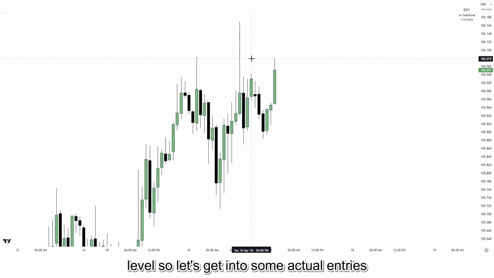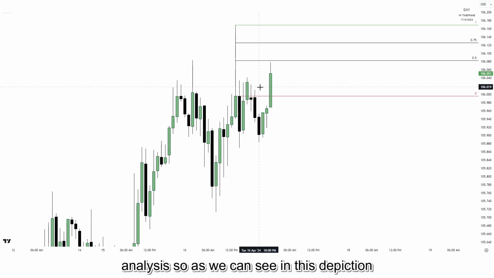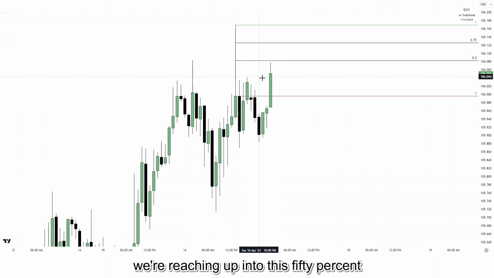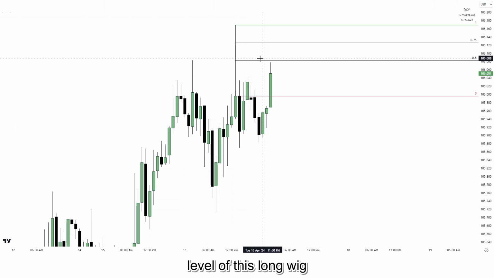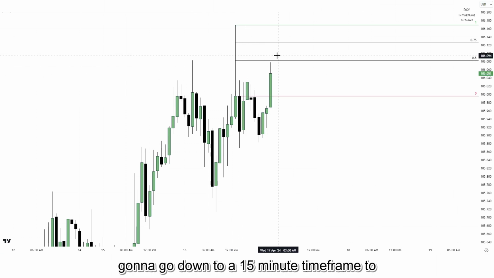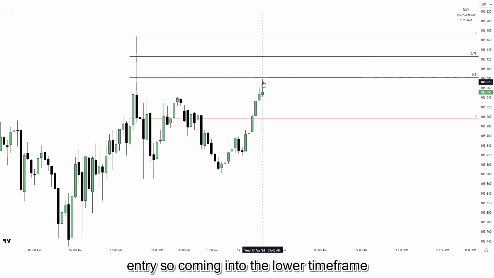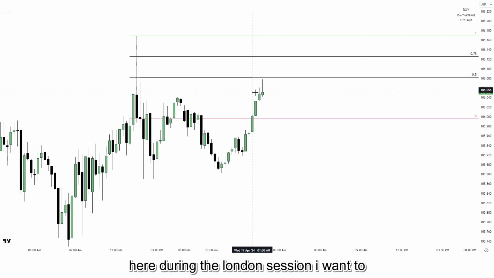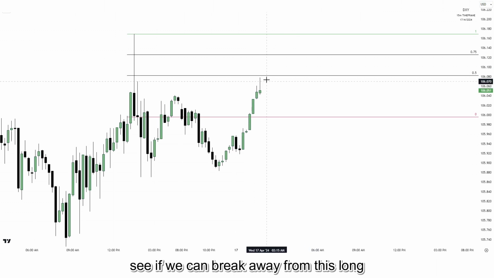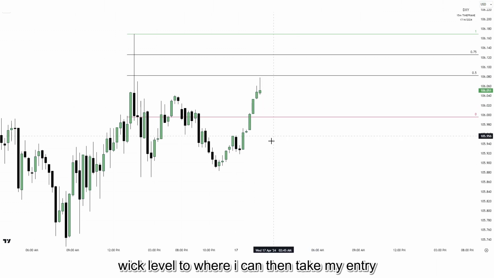So let's get into some actual entries here and how we can use it from a top-down analysis. As we can see in this depiction, we're reaching up into this 50% level of this long wick. I'm going to go down to a 15-minute time frame to see if we break away from this level, and if we do, I'd want to take a lower time frame entry. So coming into a lower time frame here during the London session, I want to see if we can break away from this long wick level to where I can then take my entry.